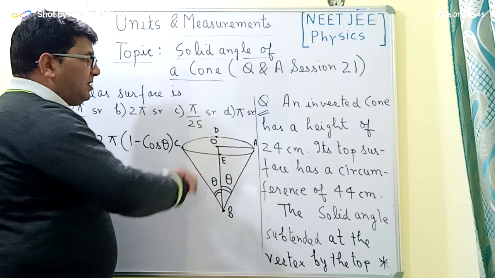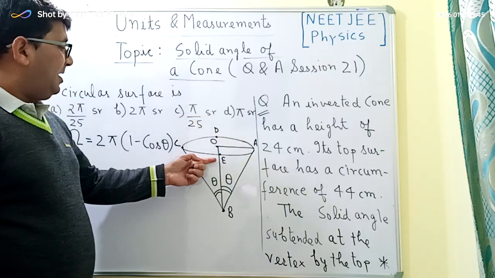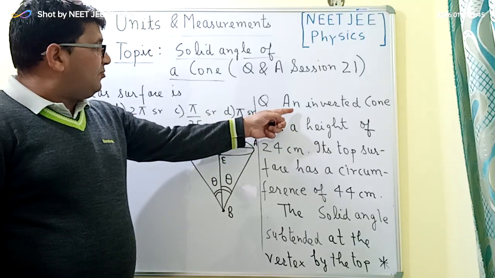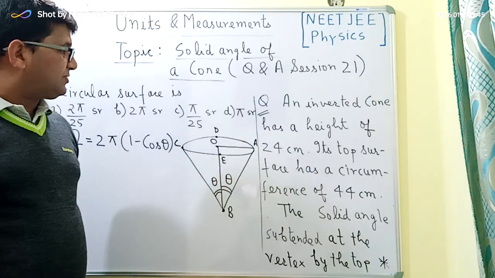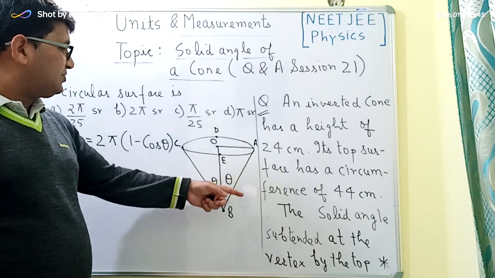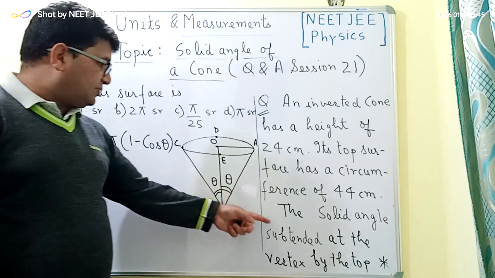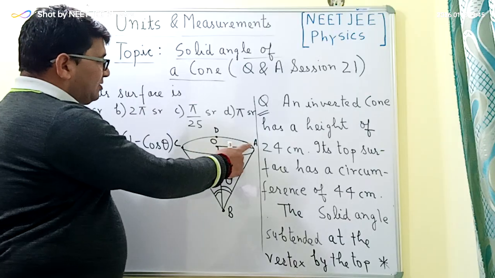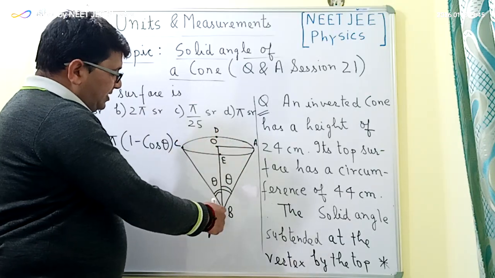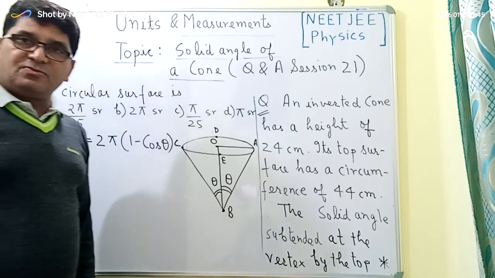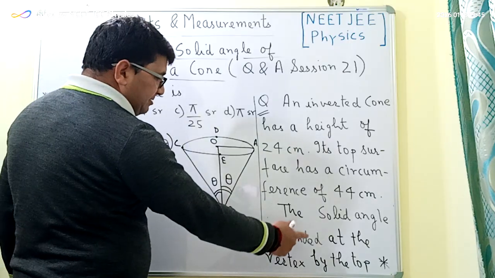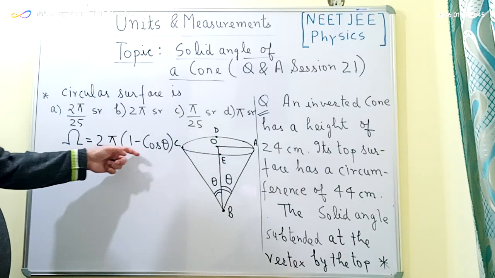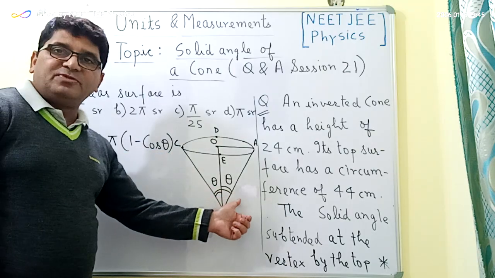Here I have already drawn a cone based on this question. We have an inverted cone which has a height of 24 centimeter and its top surface has a circumference of 44 centimeter. The solid angle subtended at the vertex by the circular surface, this is the circular surface ADCE. This is an inverted cone, and B is the vertex. We have to find the solid angle subtended at the vertex by this top surface, and the formula is 2 pi (1 minus cos theta). Now theta here is half of the vertex angle.